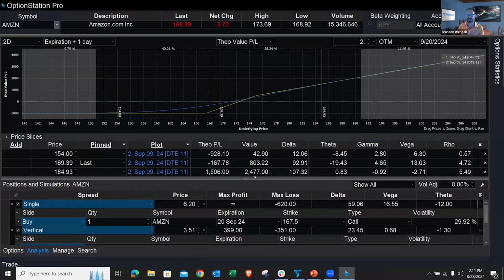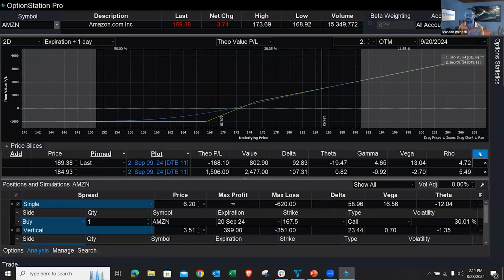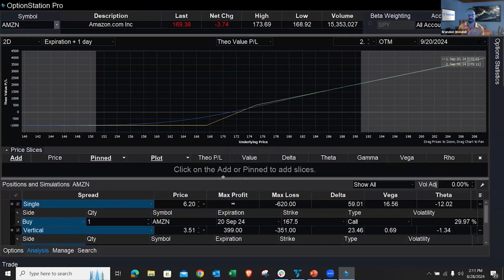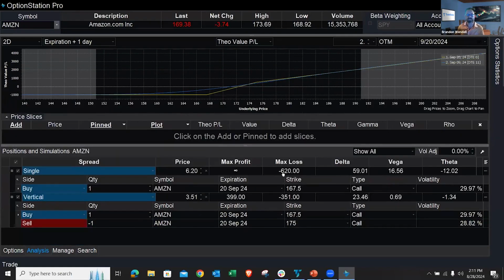Don't worry about the chart at the top. That's not really what we need to focus on yet. Oops, delete the price slices. There we go. Let's just focus on the bottom here. And you can see, again, max loss. This is the single option. This is the spread. Here's delta for this single option. Now, look what happened to the delta for the spread.